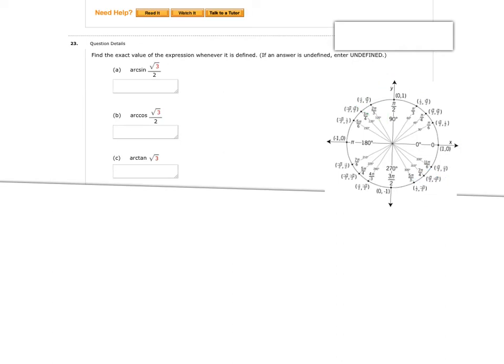All right, and then so now 23, same idea here with arc is the same thing as inverse. Remember, we're going to look in the first and the fourth quadrant for sine and tan, and we're going to look at the first and the second quadrant for cosine. So for arc sine of rad 3 over 2, it's just right here, and it would just be pi over 3.